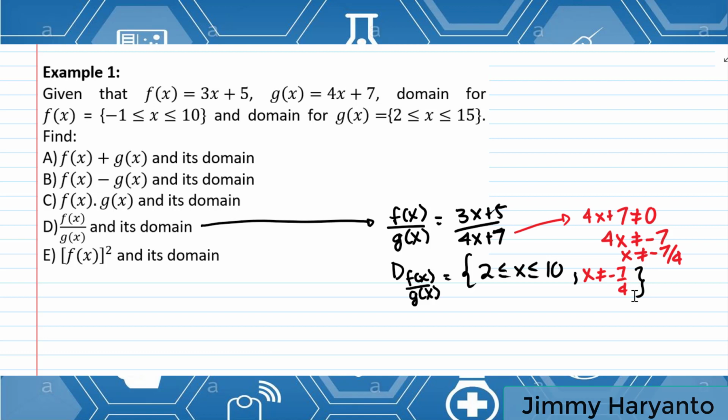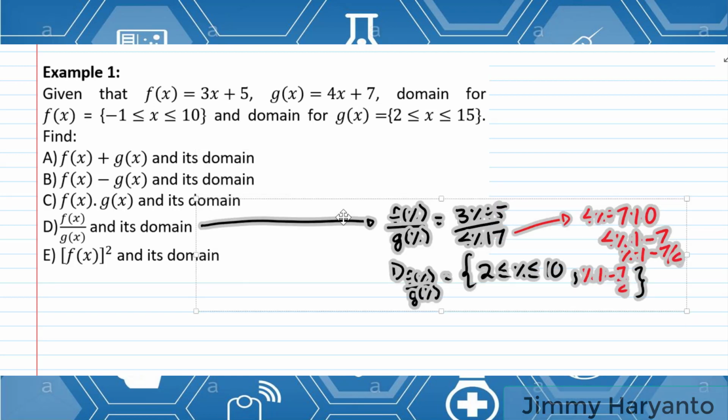But because the first domain is between 2 and 10, there is no negative 7 over 4 in it, right? So you don't have to add this condition for the denominator, but you can write it if you like. Okay, so this is the domain for fx over gx.